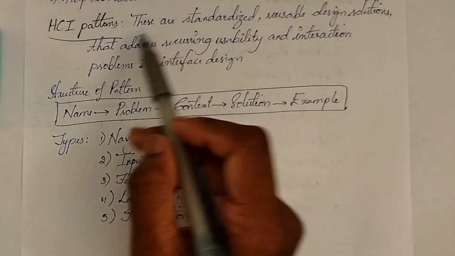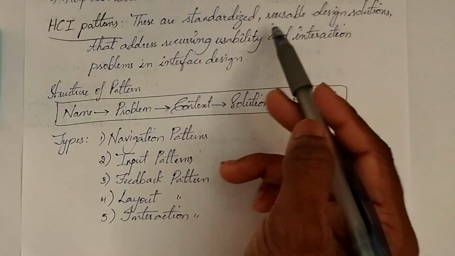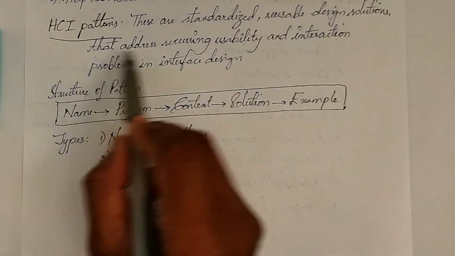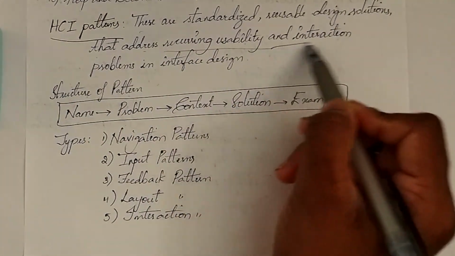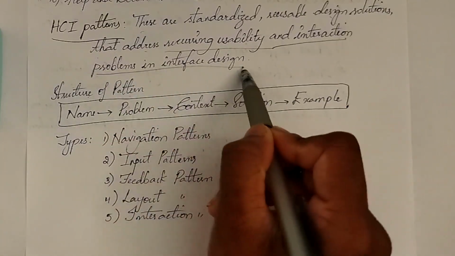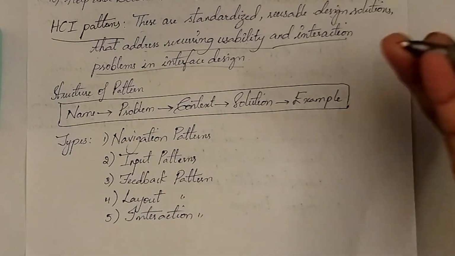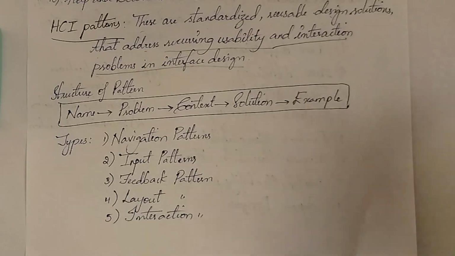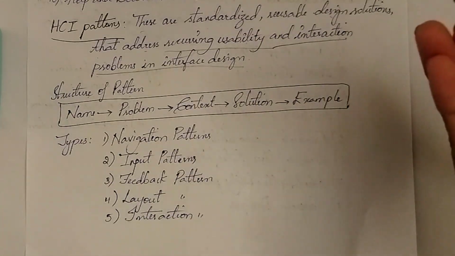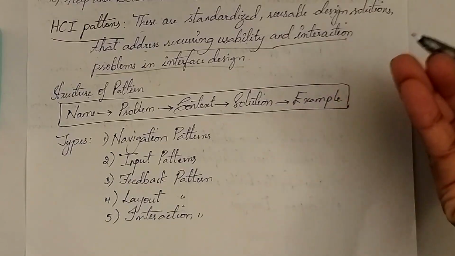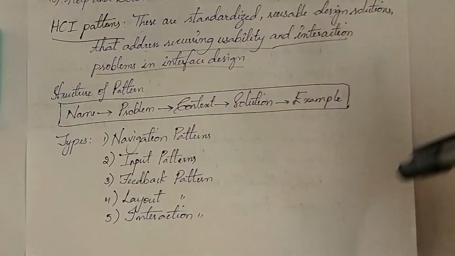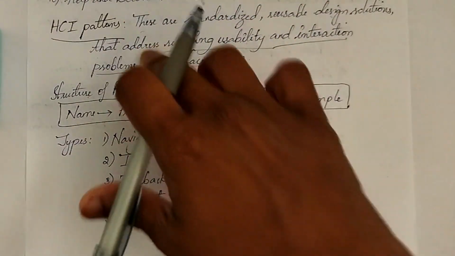These are standardized, reusable design solutions that address recurring usability and interaction problems in interface design. Whatever interface we are building, the interaction problems that arise, we will be overcoming with the help of our principles. For designing with those principles, we follow the standard pattern. That pattern is called an HCI pattern.